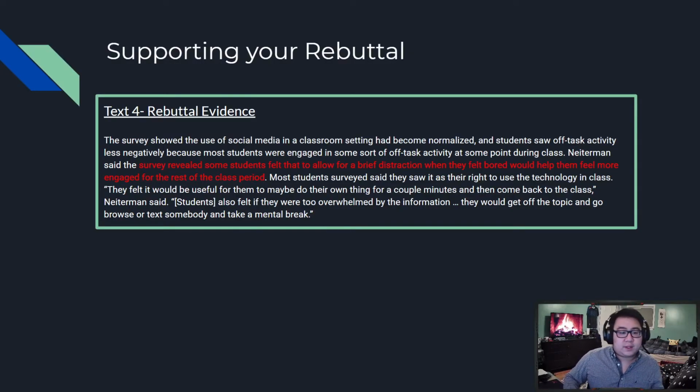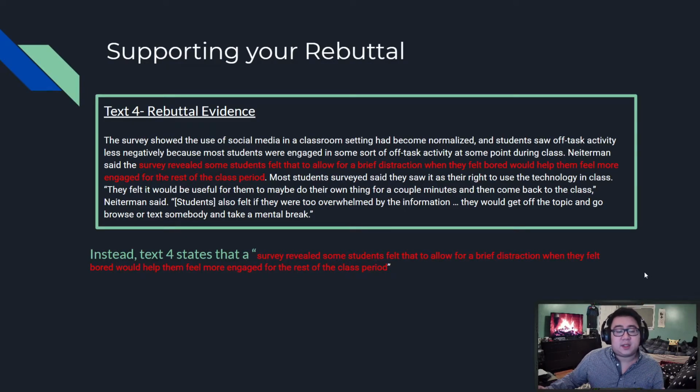So I have my evidence here, and I've already taken my quote. So I have to introduce this piece of evidence and then analyze it like I would for my reason body paragraphs. So I said, instead, text 4 states here, a survey revealed some students felt that to allow for a brief distraction when they felt bored would help feel more engaged for the rest of the class period. So I've introduced this quote, and now I have to analyze it, right?